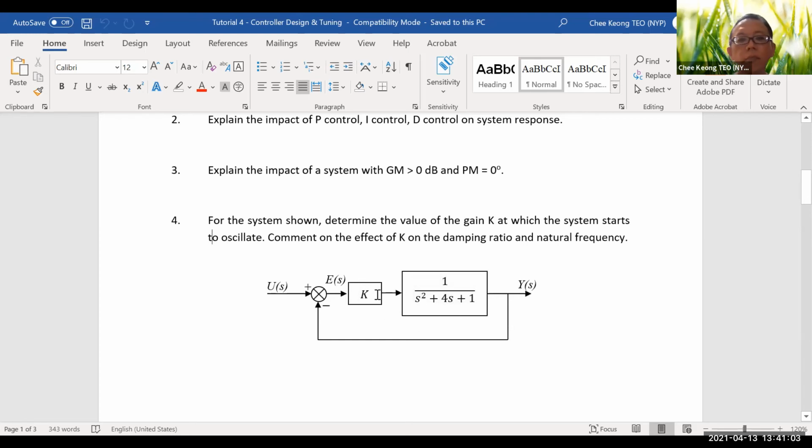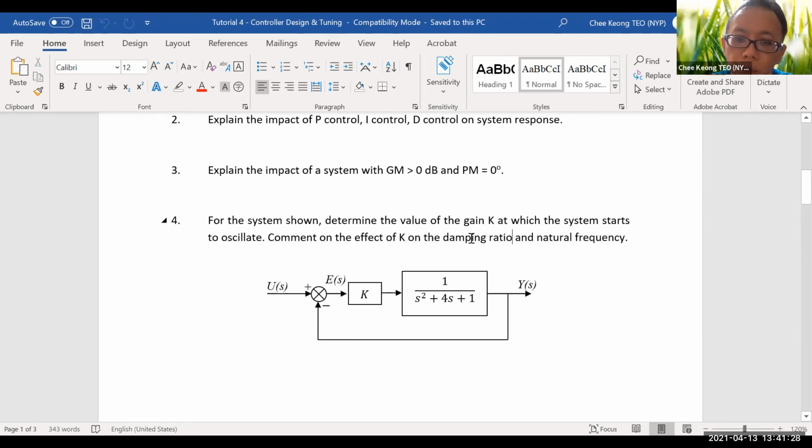So you can imagine that if you start increasing the value of this P controller, at some point it will start to oscillate, as mentioned in the P controller. So this is a realistic question. It's not a question that is made up. There is a possibility that a certain value of K, when you increase it too high, will cause the whole system to oscillate. So comment on the effect of K on the damping ratio and the natural frequency.